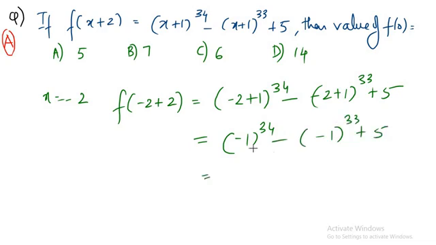So you can see the even power of minus 1 is going to be 1, and the odd power is going to be minus 1. So minus of minus 1 will become plus 1, plus 5. So we'll get the answer as 7. So it's a very simple question, right?